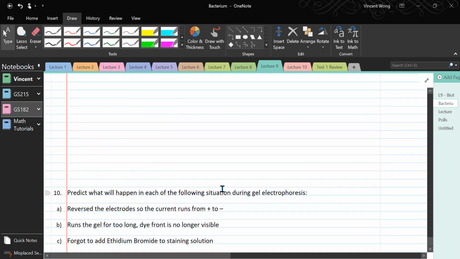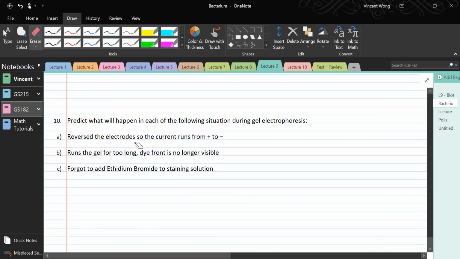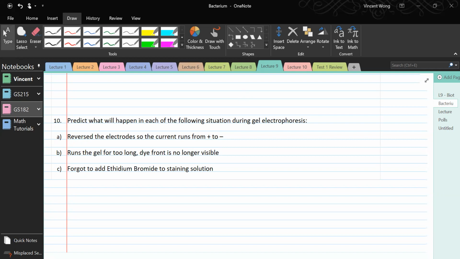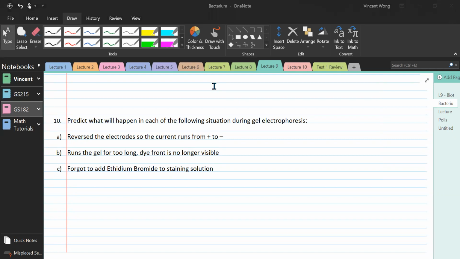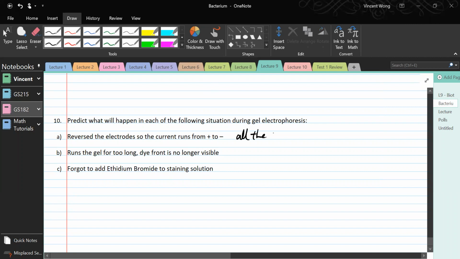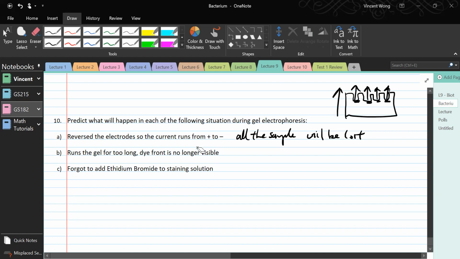All right, last question. Predict what will happen in each of the following. If you reverse the electrode, so the current runs from positive to negative, then all the sample will be lost. Because instead of running down the gel, this is your gel, instead of going this way, they will now be going this way. So you load the sample here. Instead of going down, they will all exit from the top, and the sample will be gone.